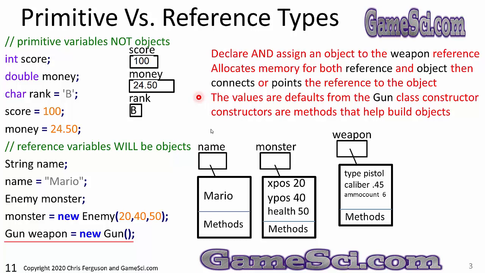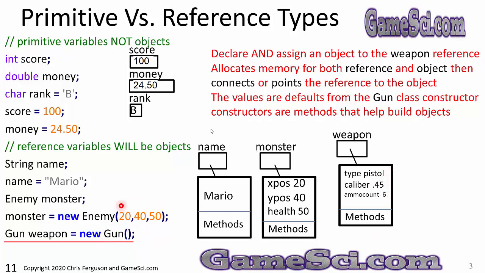Constructors are methods that help build objects. This is called the gun constructor, and it will initialize the gun object before assigning it to the weapon's reference variable. Now, for whatever reason, it decided that the type of the weapon would be a pistol, the caliber would be .45, and the number of bullets, or ammo, would be 6. These are what we call default values. When you call the default constructor, you're saying, go ahead, constructor, you assign the default values to the variables.